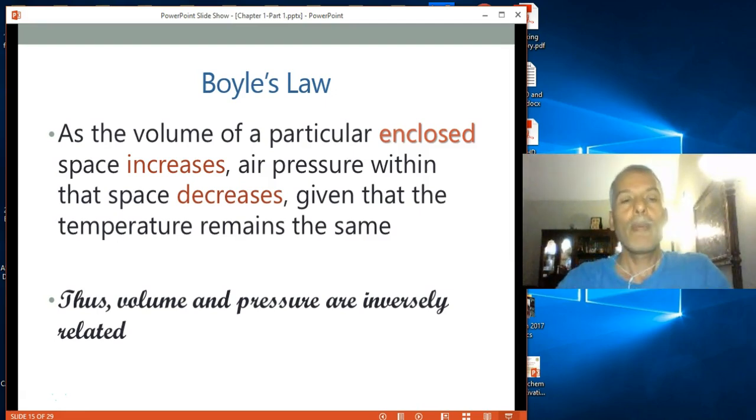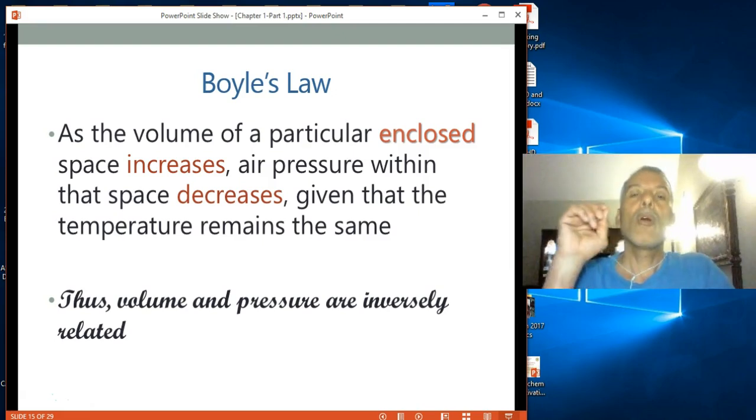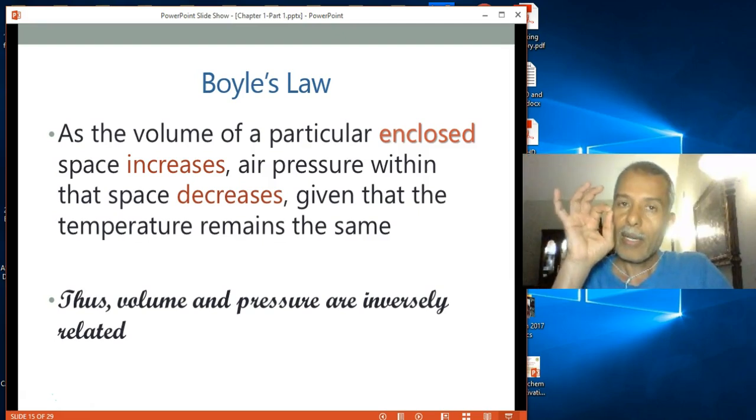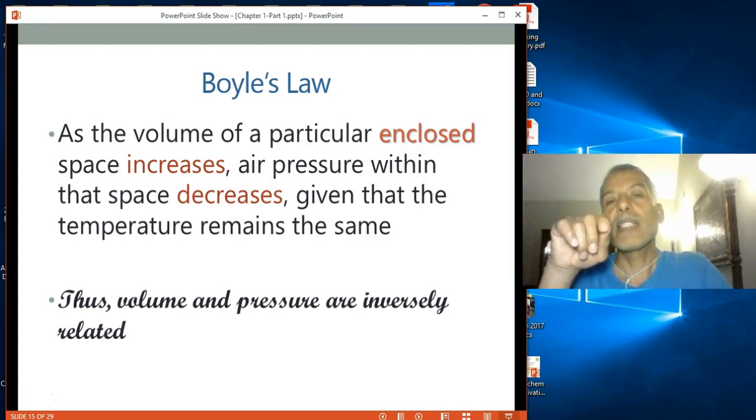Boyle's law has two pieces, and it says, as the volume of an enclosed space increases, air pressure within that space goes down. That's one piece. Given certain conditions, given that the temperature remains the same.